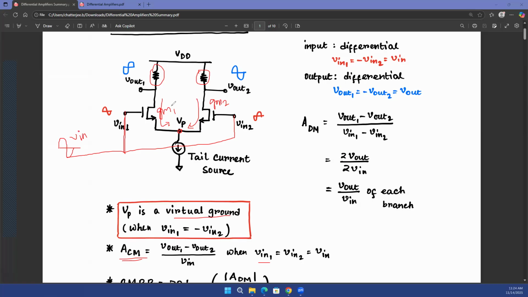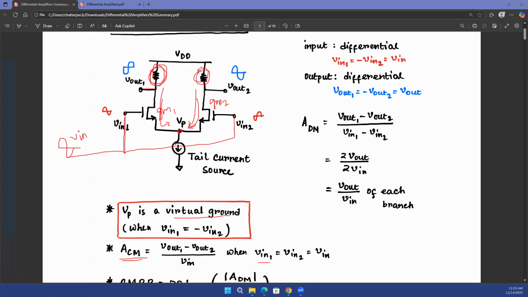So when you multiply a non-equal current with a non-equal resistance and take the difference of the two, you may not get 0. V out 1 is basically the current that is flowing in the left side branch multiplied with RD. V out 2 is the current that is flowing on the right side branch multiplied with RD. Now, in a real scenario, the RDs are not equal. RD1 is not equal to RD2. The current that is flowing on the left side branch is not equal to the current on the right side branch.